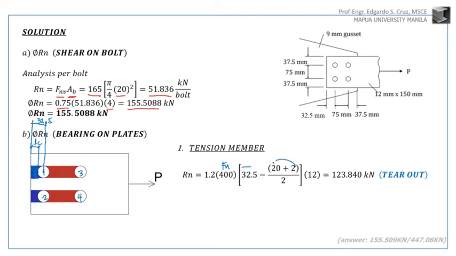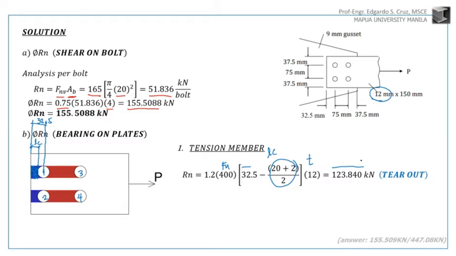To get the Lc, I subtract half of the hole, which is one half of the D-hole. And D-hole is the bolt diameter 20 plus 2 mm. Why plus 2? Because the diameter of the bolt is less than 24. Got it? So this is the Lc, times the thickness of the tension member, which is 12. I got 123 kilonewton for tear out.